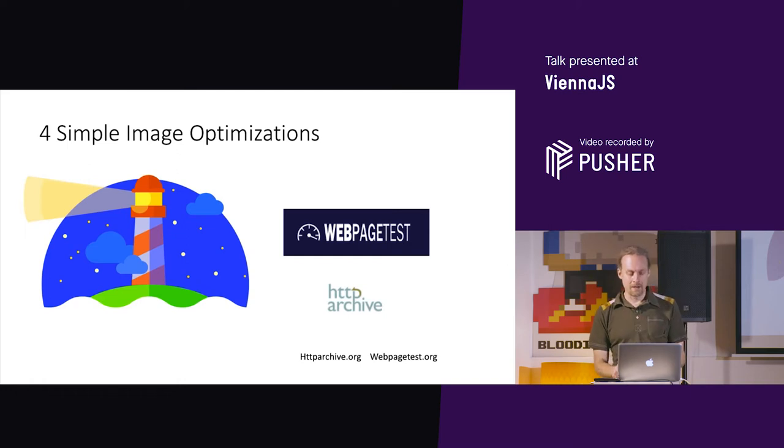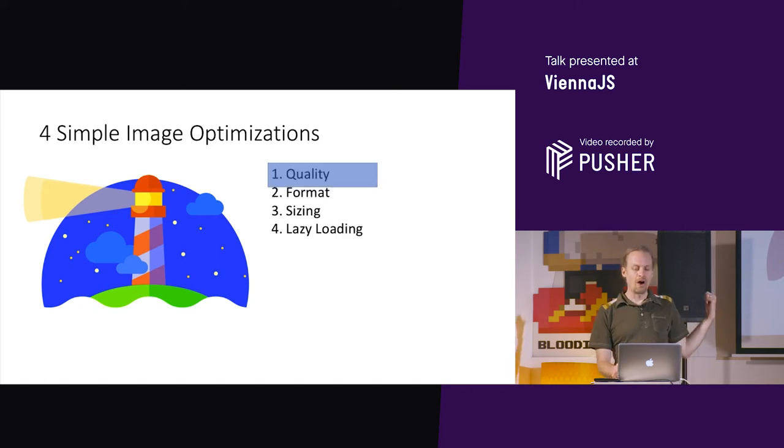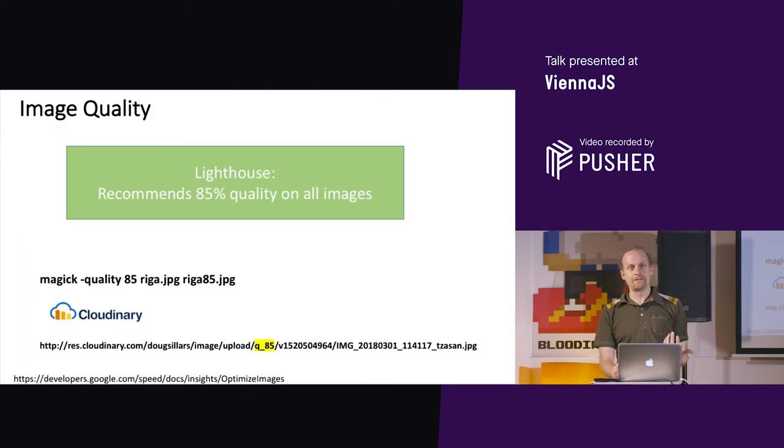I wrote part of the media chapter. But what we can do is, because the HTTP Archive has WebPageTest data and Lighthouse data, we can see how the web is built based on these four best practices. So the image quality test, Lighthouse says, save all your images at 85%.